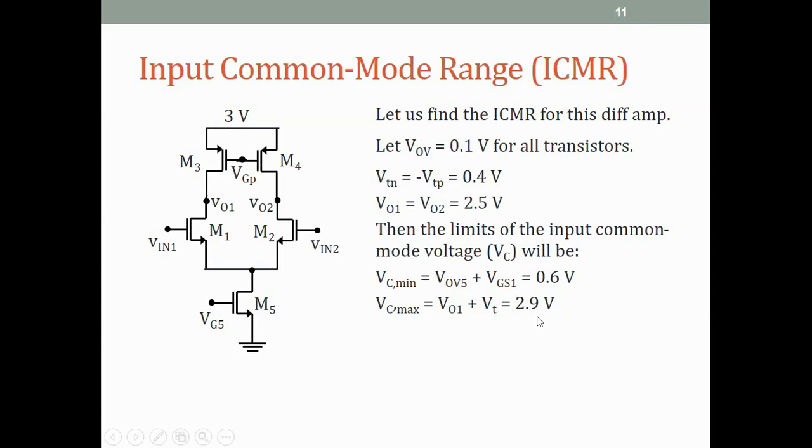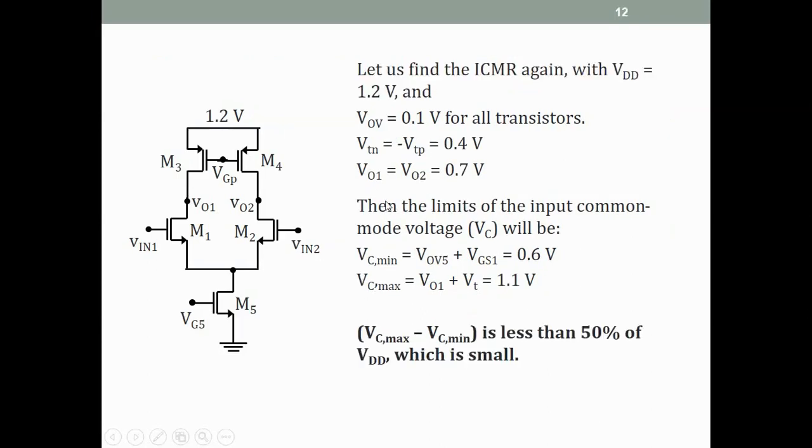All right. Let us look at the same circuit again, but with a VDD of 1.2 volts. So everything same, VOV same, VTP is VTN same. Now VO1, the DC output voltage, again I am making 0.7, 0.5 less than 1.2, so that it can drive a PMOS of the next stage. With these, we'll get VC min the same.